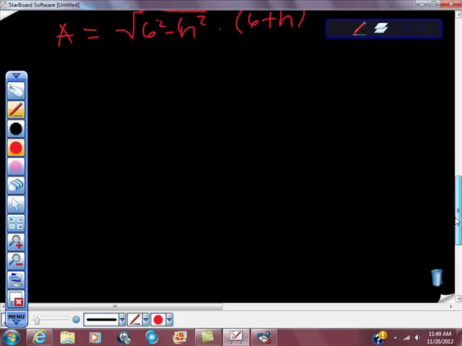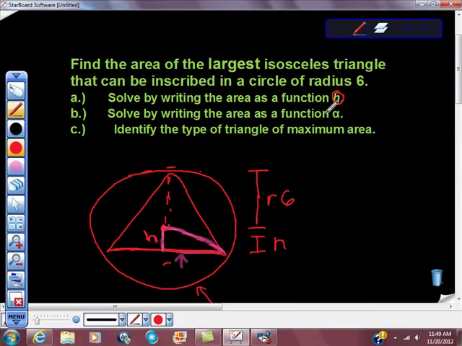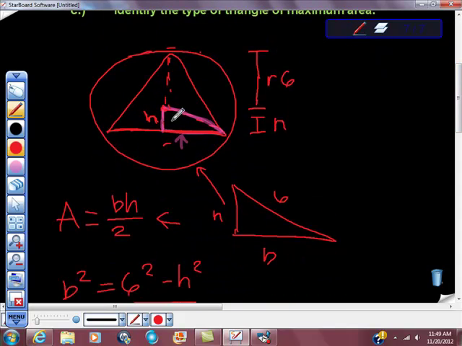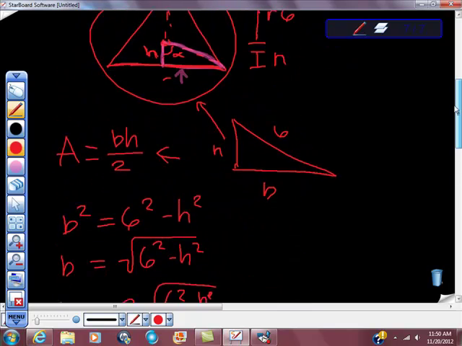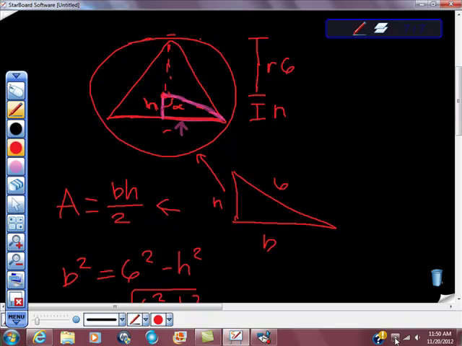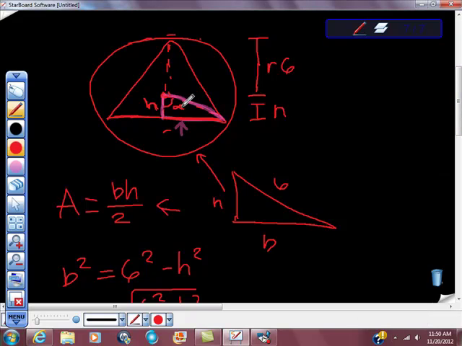For part B, we are asked to write the area as a function of alpha. So in the question, they gave us alpha right here. We got this question from the book, by the way. So I'm going to redraw this again. Hold on a second. Oh, okay, I'm sorry, guys. That's not alpha. This is alpha. They told us that in the book.